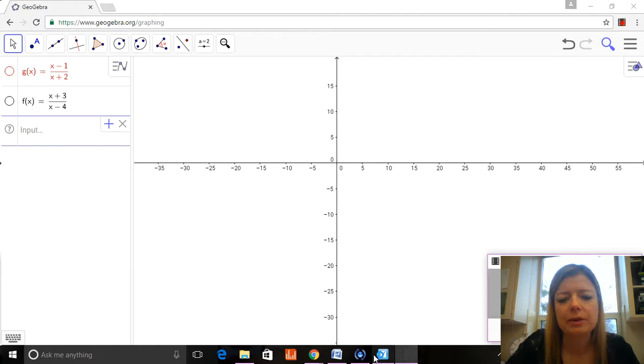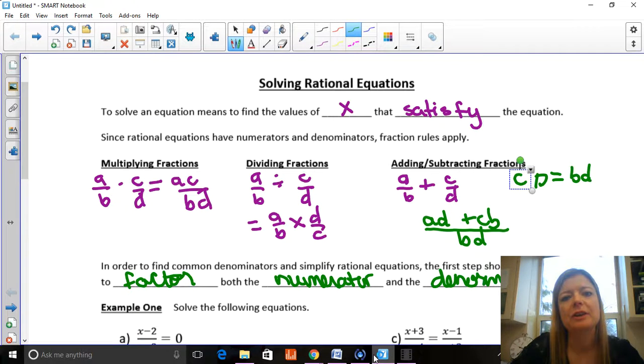Hi class, today we're learning about solving rational equations. So let's just get the beginning of this note filled out here. Let's remember that to solve an equation means to find the values of x that satisfy that equation.